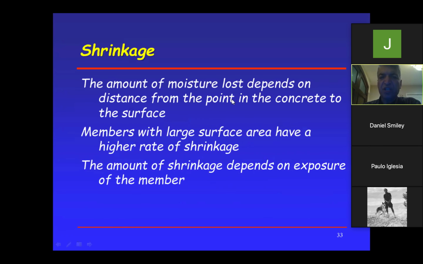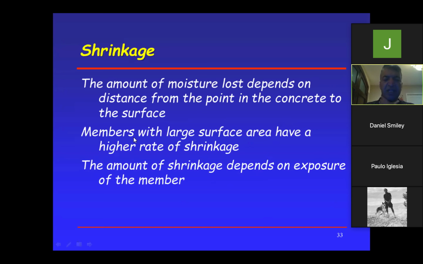The amount of moisture lost depends on the distance from the point in the concrete to the surface. What it means is that if you have a drop of water in the center of the beam, for that drop of water to evaporate, it is going to travel all the way to the top or to the bottom. But if that drop of water is close to the surface, it's going to evaporate much quicker.